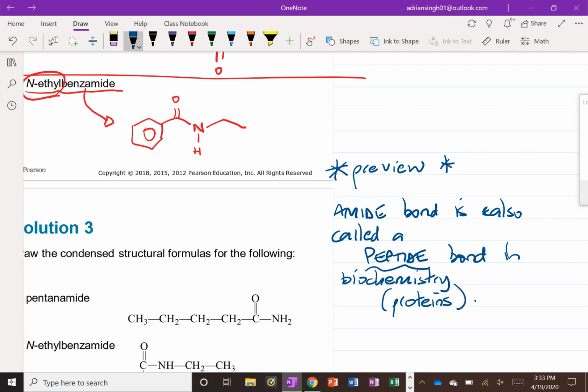So when we get to that proteins chapter, we're going to see this exact same functional group, but we're going to call it by a different name. We're just going to call it a peptide bond. It's the exact same thing as an amide bond. All right, so don't get confused when you see that. You see that a lot actually, not only in chemistry but other sciences. There are different names that mean the same thing. All right, so peptide is the same as the amide bond.